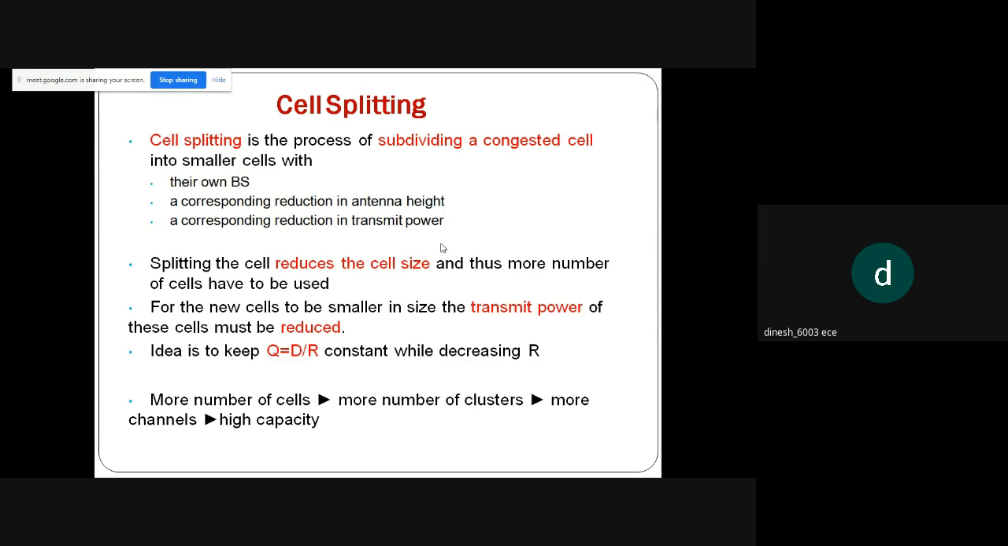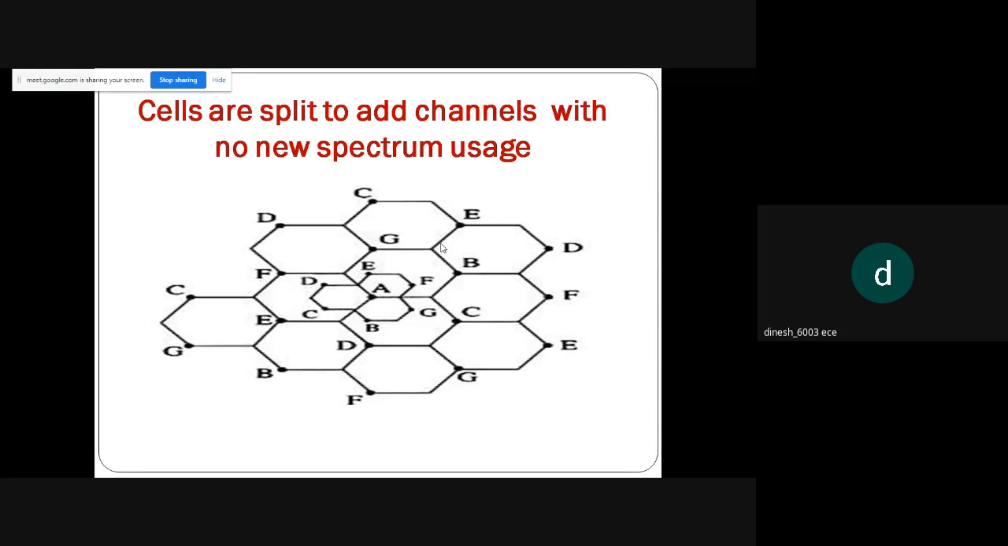For the new cells to be smaller in size, the transmit power of the cells must be reduced. As we discussed, for faster movers the antenna height should be higher, and for slow movers the antenna height should be lower. So if there is more traffic with fast movers, the height of the antenna should be higher, and if it is slow, you can use antennas with lower heights. These are for cell splitting.